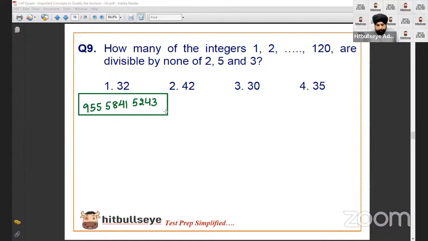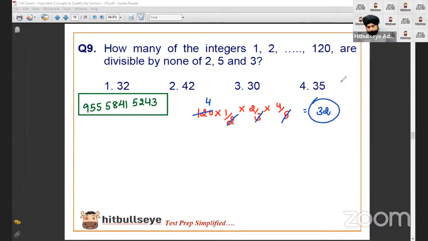So let me just answer this question for you. People, the method for this which I'll apply as a funda is 120 into 1 by 2 into 2 by 3 into 4 by 5. 5 3s are 15, 2s are 30, 30 4s are 120. 4 into 2 into 4, there are 32 such numbers.